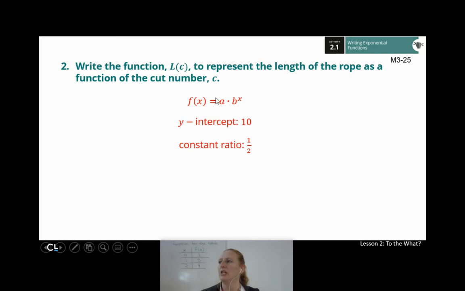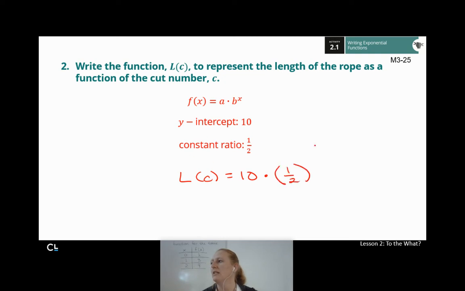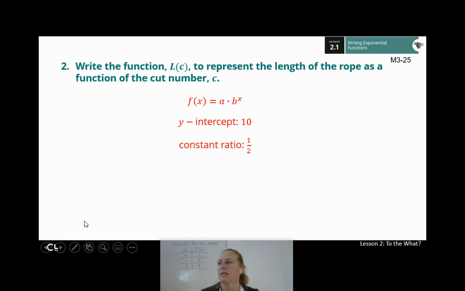And now I can write the function. Instead of f of x, we'll call it L of C. And instead of a, our y-intercept, I'm going to put a 10 there, times my b value, my constant ratio, which is 1/2. And it's going to be raised to the x power. There's my function. Actually, I'm going to erase this. I'll show you the typed one because it's prettier. And there's our function. The length of rope depends on how many cuts we've made.